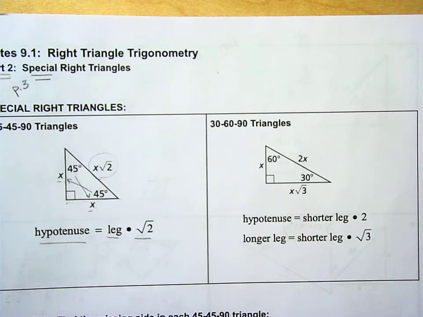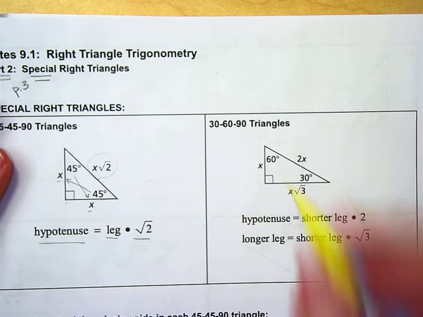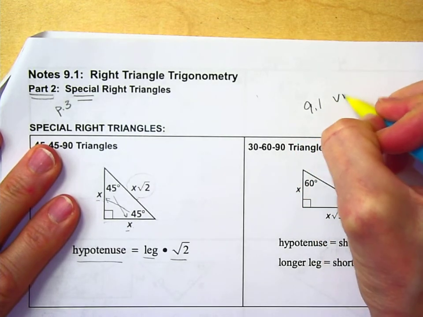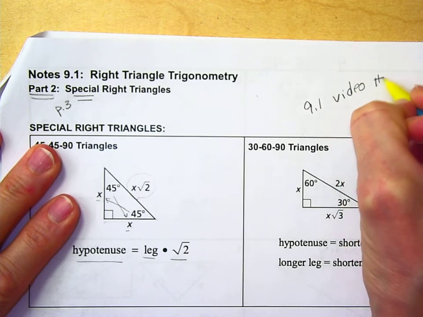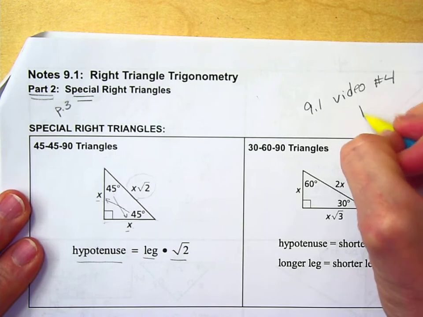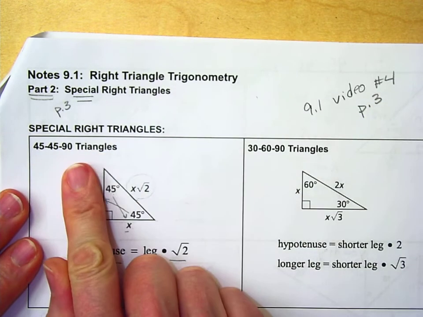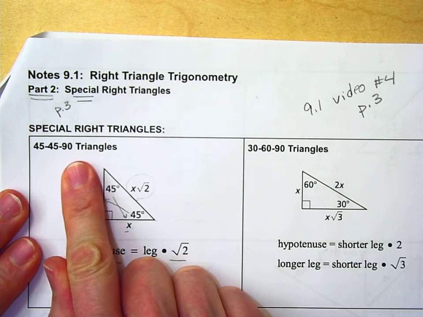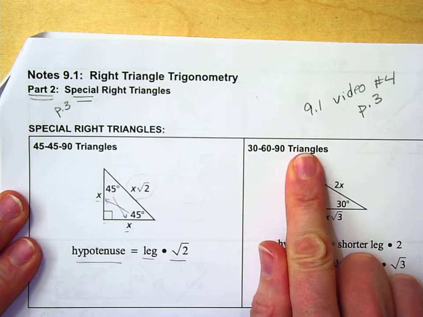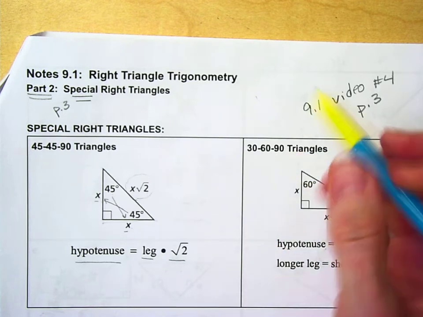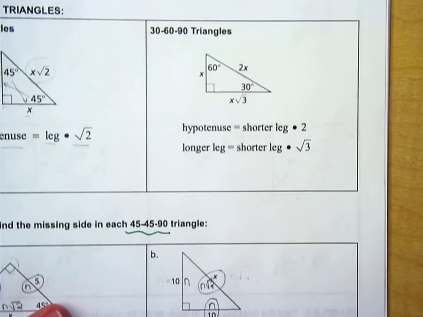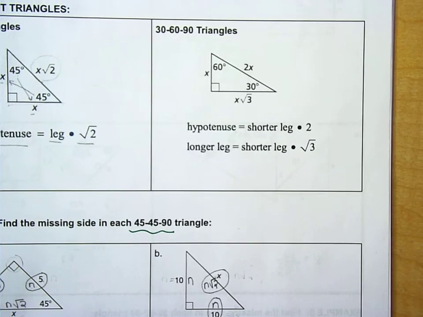Okay, this video is still section 9.1, and this one is video number 4. So in the last video, and we're still on page 3 here, we dealt with special right triangles. We're still dealing with special right triangles, but we're doing 30, 60, 90 triangles this time. Now notice again, 30 plus 60 plus 90 adds to 180. All the angles in a triangle must add to 180.